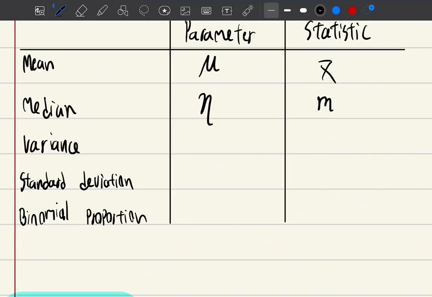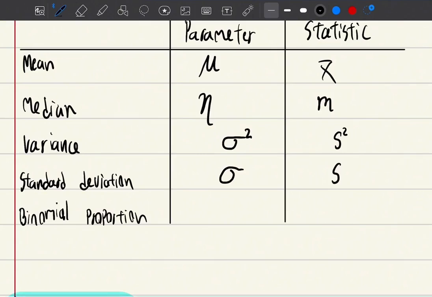The next one is variance. For the parameter, the variance is sigma squared, and for the statistic it is s squared. And then standard deviation. The standard deviation is the square root of the variance. So it's going to be sigma for the parameter and s for the statistic.